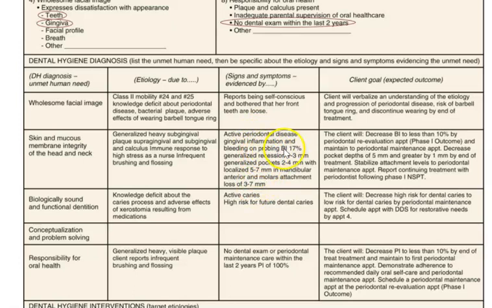This person has BI, bleeding index, deep pockets, 5 to 7 millimeter pockets. So there's lots of signs and evidence to show that skin and mucous membrane is unmet. Now, why? Why do you think all this is happening? Well, probably because they have lots of plaque and lots of calculus, and they're not brushing and flossing. So that is why all this is happening. So etiology is, well, why is it happening? What is causing this?